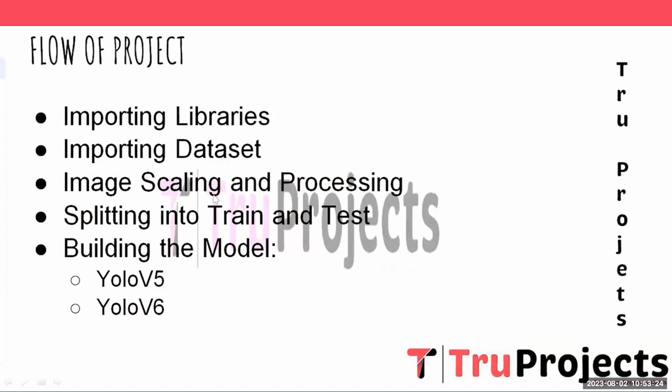To know about the flow of the project, these are the steps we need to discuss. The first one is importing the libraries: importing the necessary Python libraries including NumPy, OpenCV, and PyTorch to facilitate data manipulation, image processing, and deep learning. The second one is importing the dataset: collecting a dataset consisting of images labeled with fire and non-fire regions for training the YOLOv5 model. Ensure the dataset is well annotated, specifying the bounding box around the fire instance.